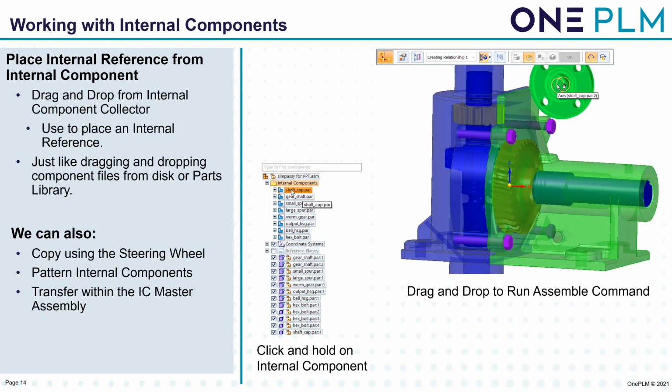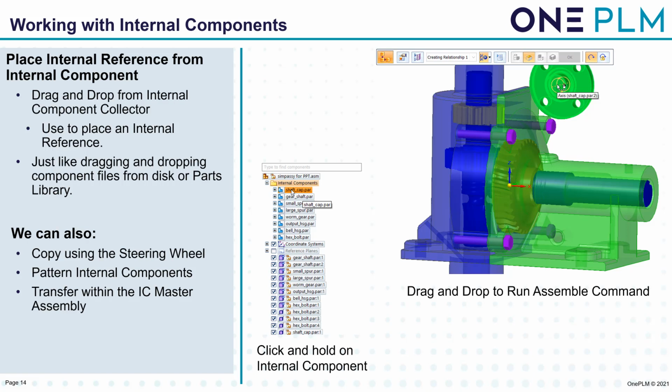So part internal references from internal components. We can drag and drop internal components in if we need to. So we can use this to place an internal component in, and then we can go and add assembly relationships if we need to.